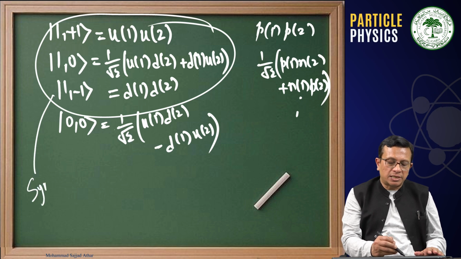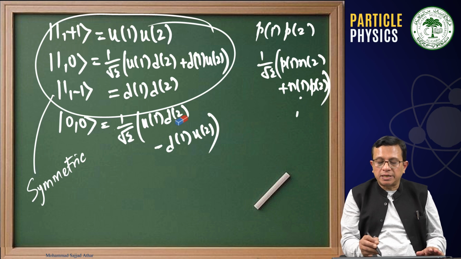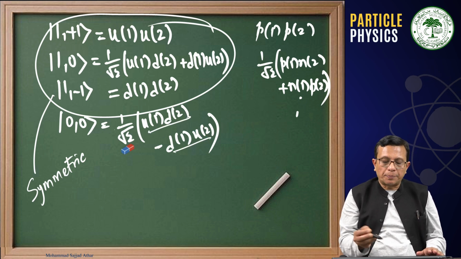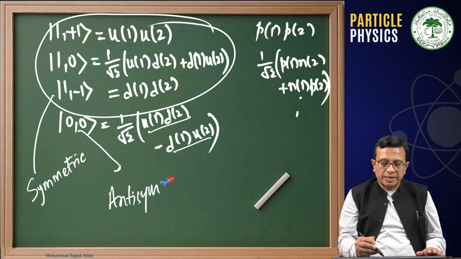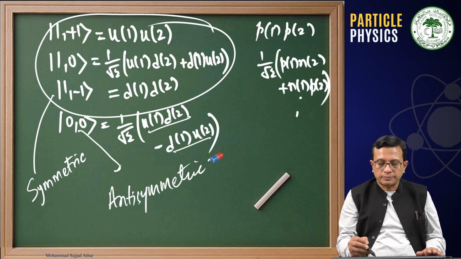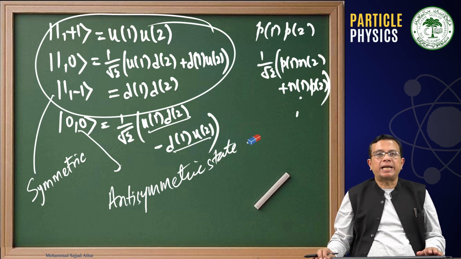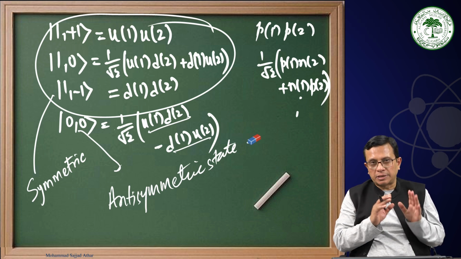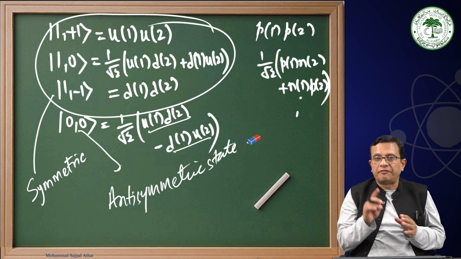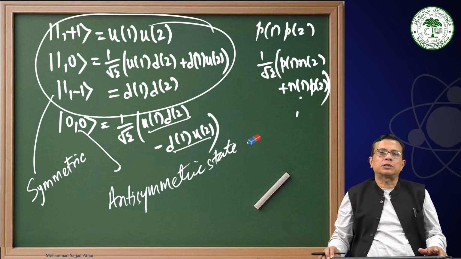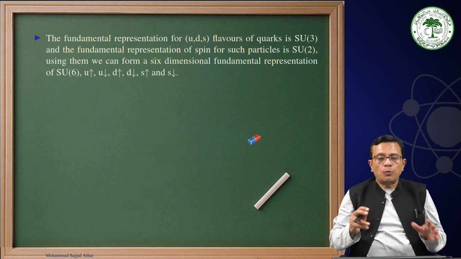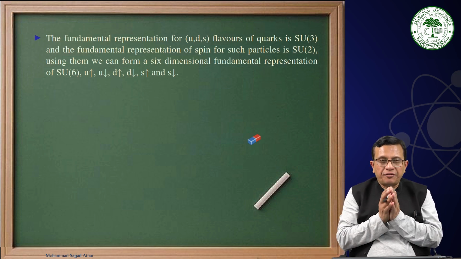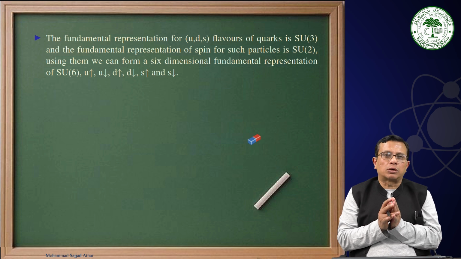Therefore, these three states are symmetric states, while if you interchange here U by D, you are picking up a negative sign. Therefore, this state is an anti-symmetric state. Therefore, you have three symmetric states with isospin one, because there are three possible projections, and one anti-symmetric state. Now, what happens if we talk about strange quark also?